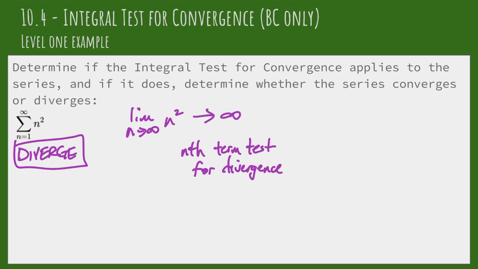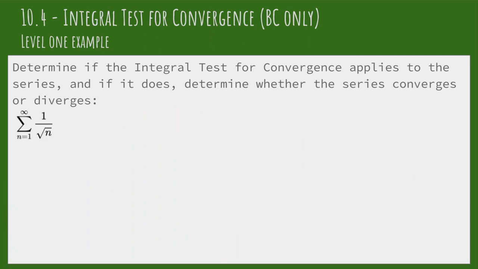So if the terms don't approach zero, then the series has to diverge. This one, as n gets bigger, these terms are approaching zero. So the terms themselves approach zero, which means that the series could converge. So we're going to use the integral test.